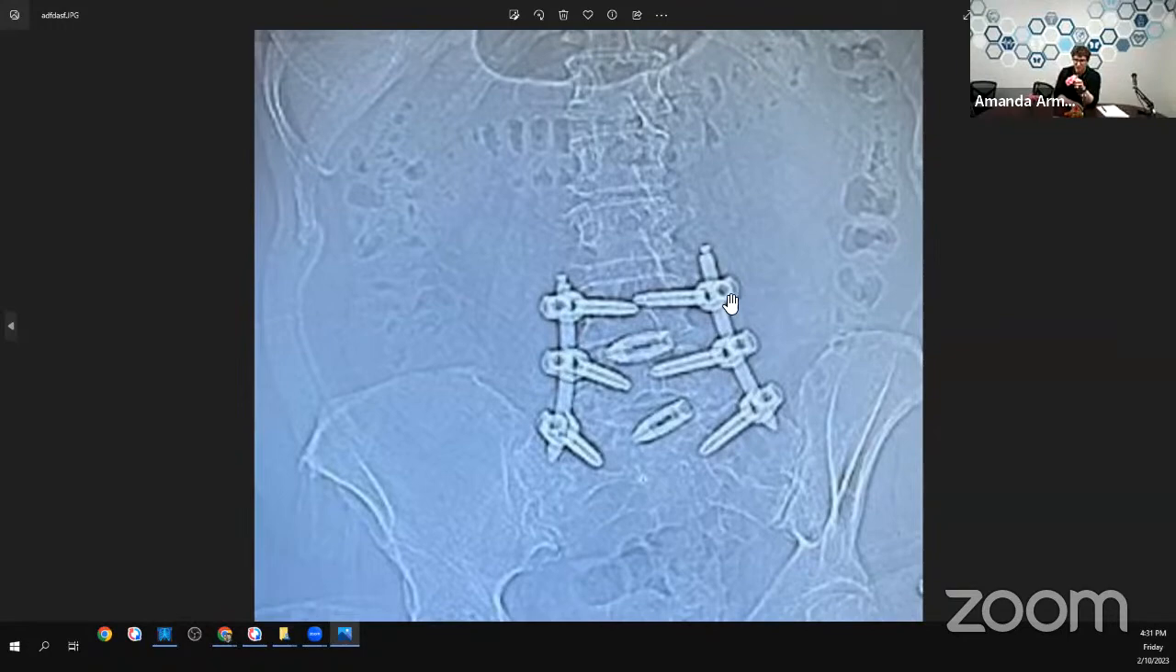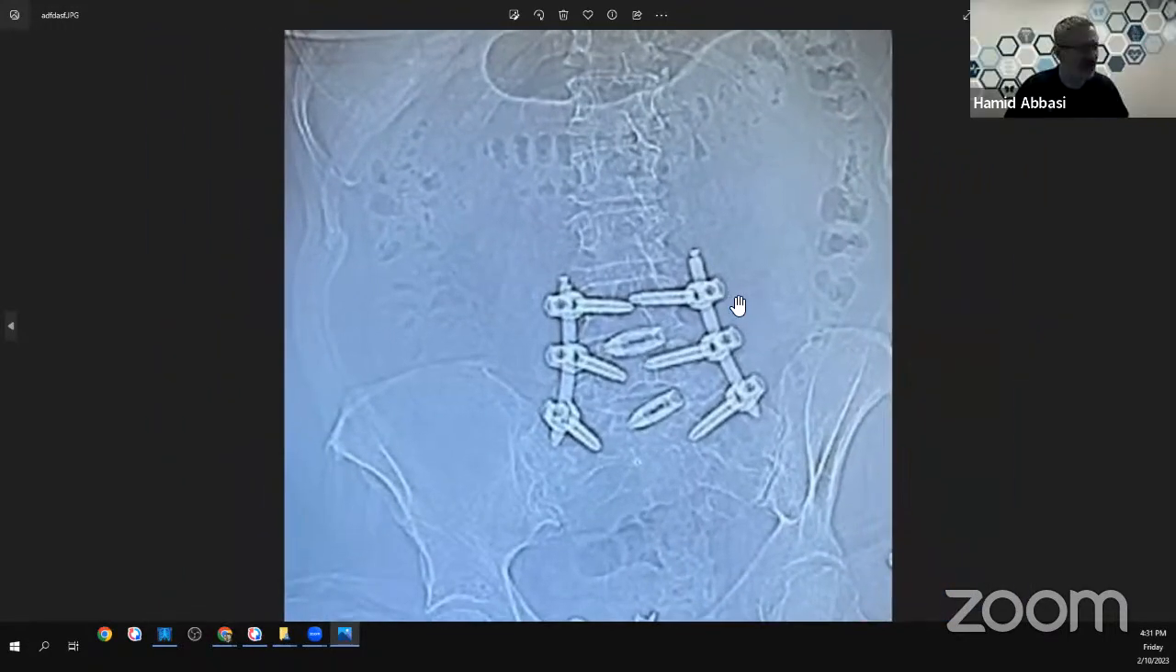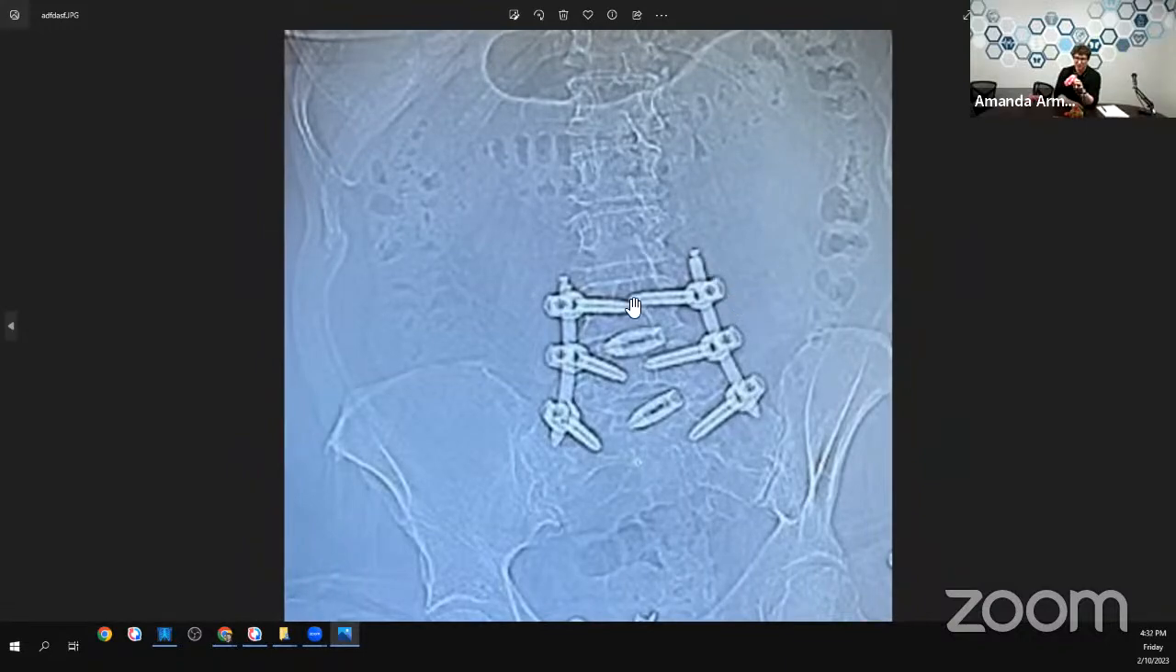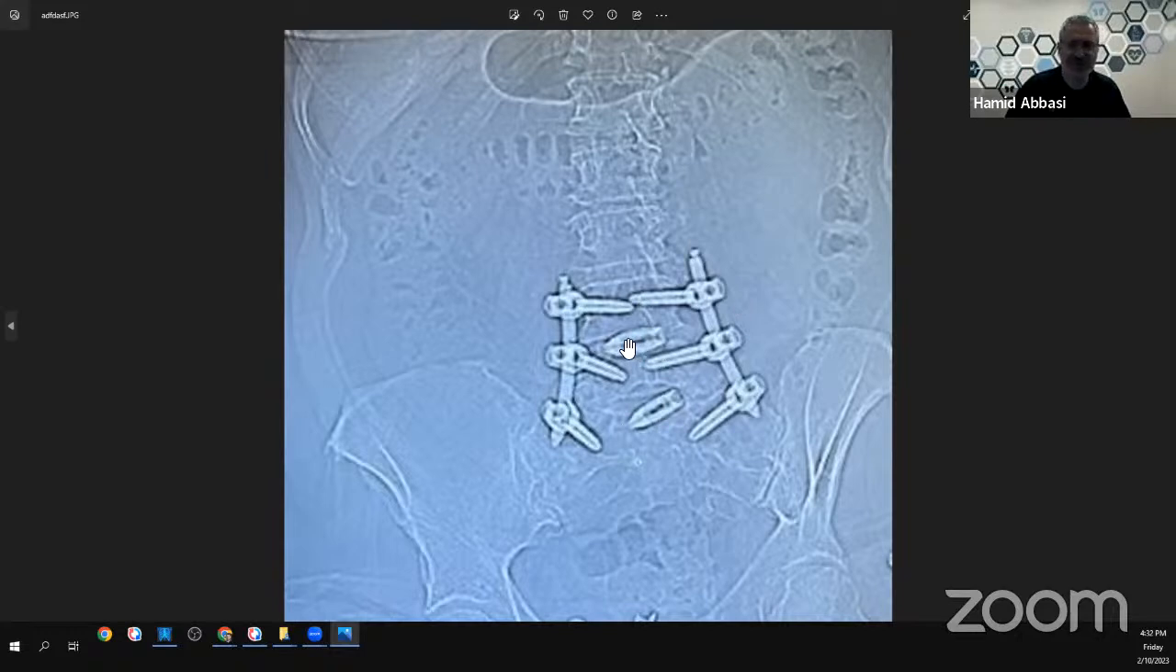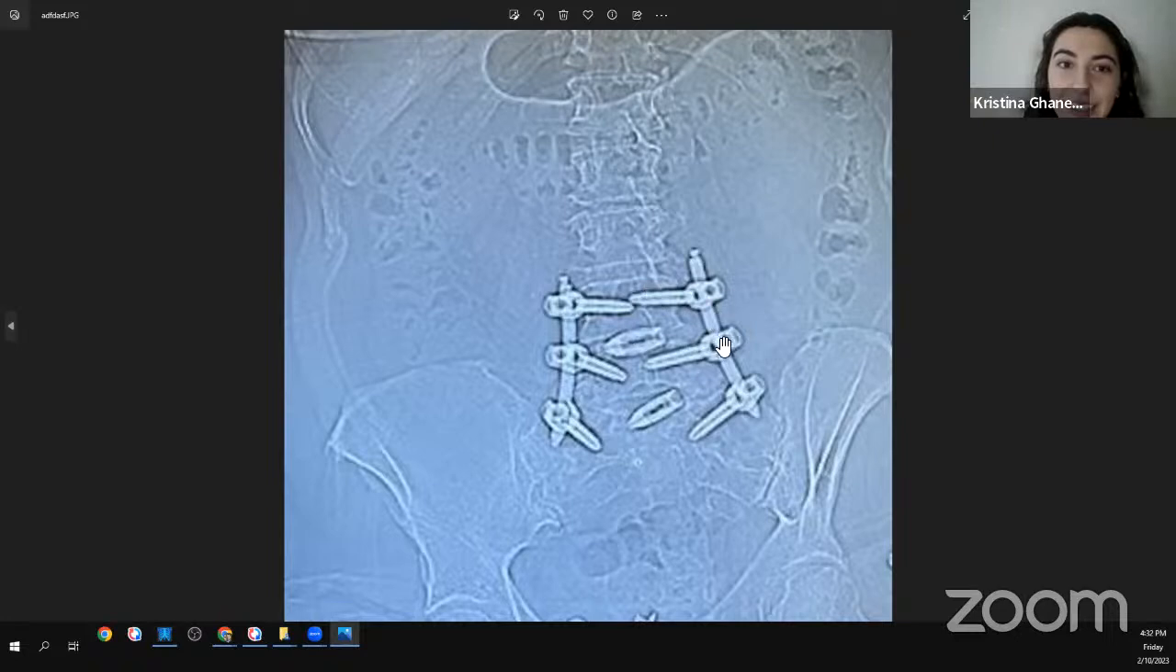I see some pretty clear instrumentation there. Yeah, what are they called? I see two spacers, the spacers here in the disc base. Mhm. There's a different name for that too. What else do we call these? Cages. Yes, we call them cages. Okay. And then, Christine, what are these right here? Are those screws? Yes, they are screws.